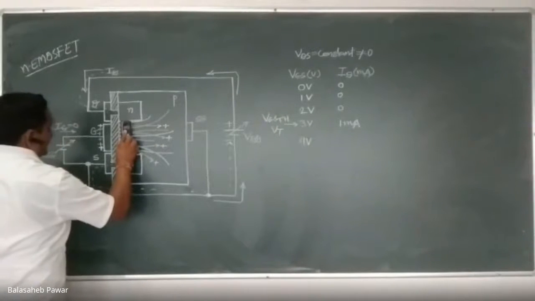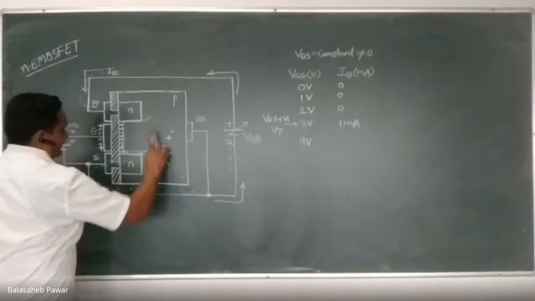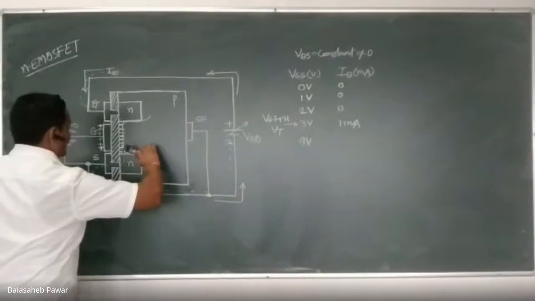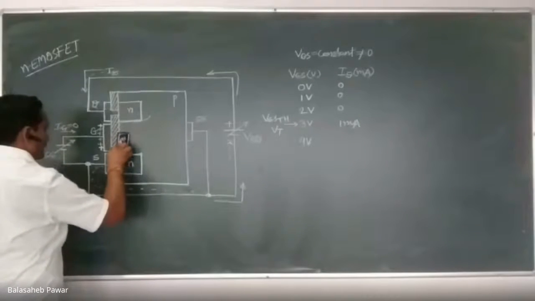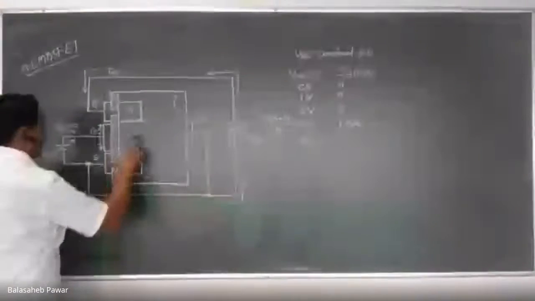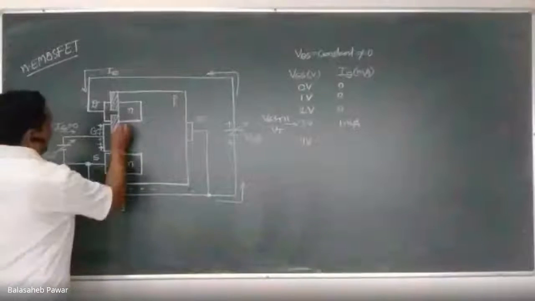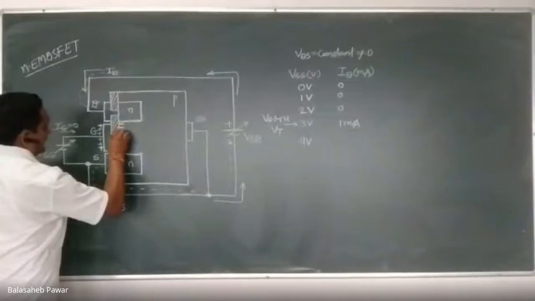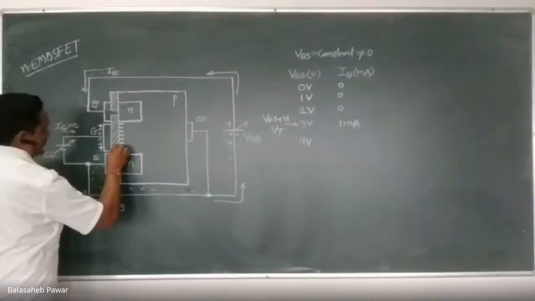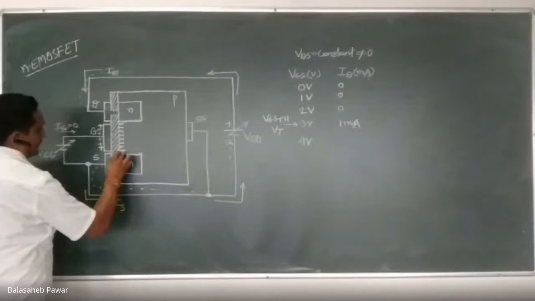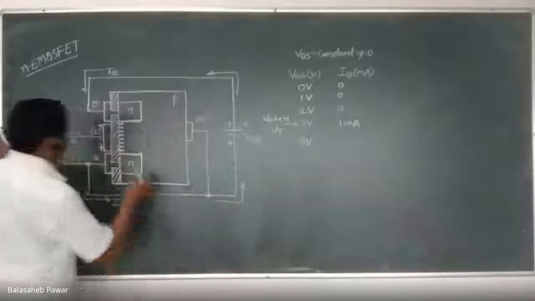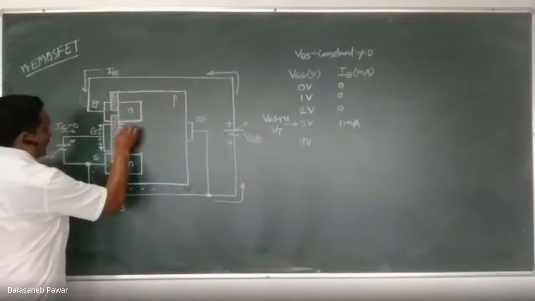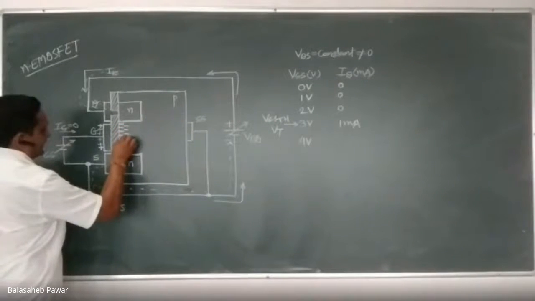Now, I will just remove all these arrowheads, which I used to show how the negative charge carriers get accumulated. So see, initially a thin layer was there due to the application of VGS equal to VT, and that's why a very thin channel was formed, right? Now, we are increasing that VGS to 4 volts. What is going to happen? Somewhat more electrons will get attracted like this.